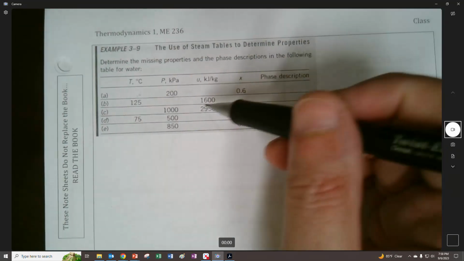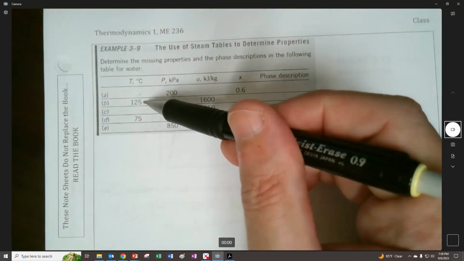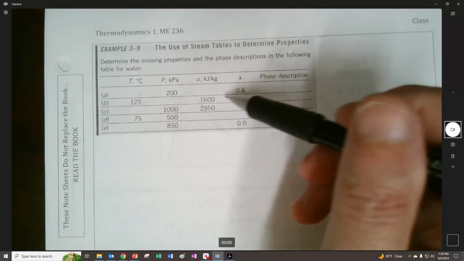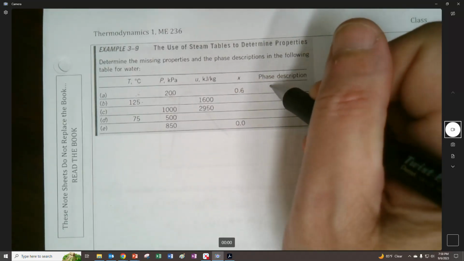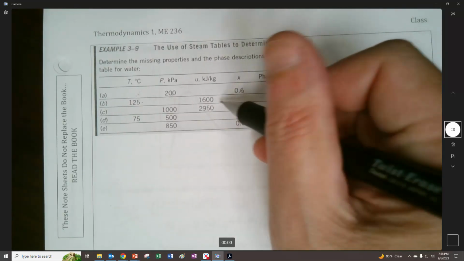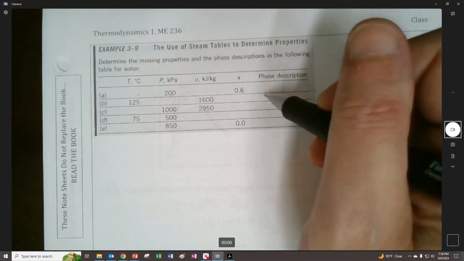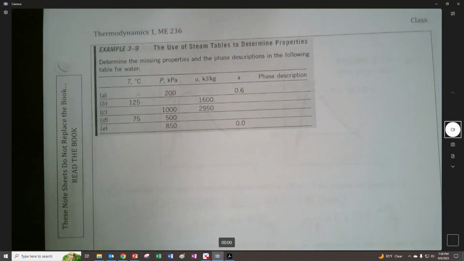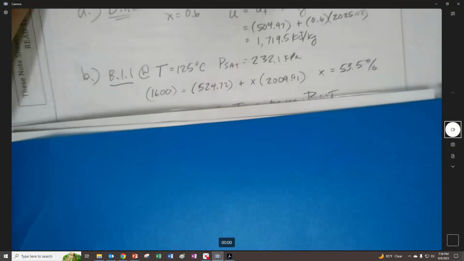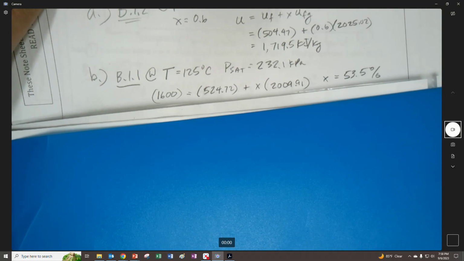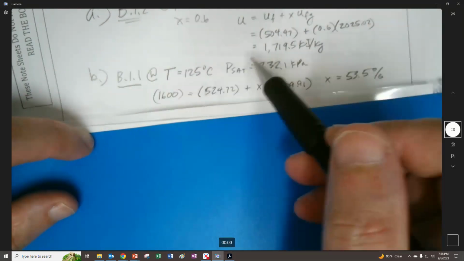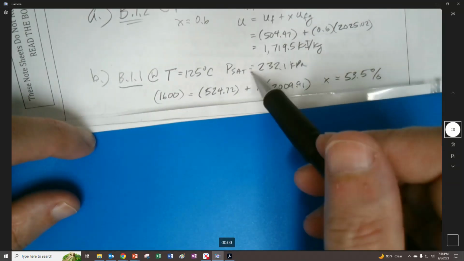Cool. Here we have a temperature and an internal energy. We're not sure if this one's still liquid and vapor or whether it's superheated. It could be. So what we want to do is first look up table B.1.1 for that temperature. Here's the saturation pressure.